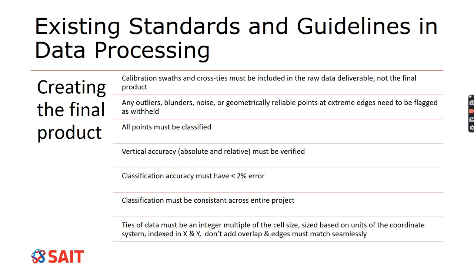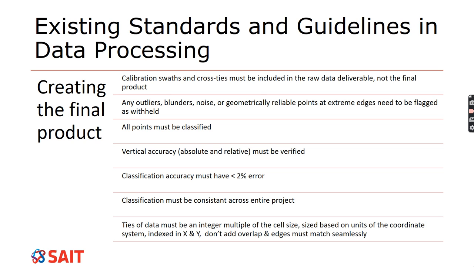Some more for creating the final product, looking at all points must be classified. So we say that there's unclassified, but here, if they're unclassified, they're considered noise, but they can be put into an unclassified class because they become a class. Classification accuracy must be less than 2%. So I would like you to think about what we did with remote sensing, and if you were able to do a supervised classification with less than 2% error. That is what is expected in LiDAR.